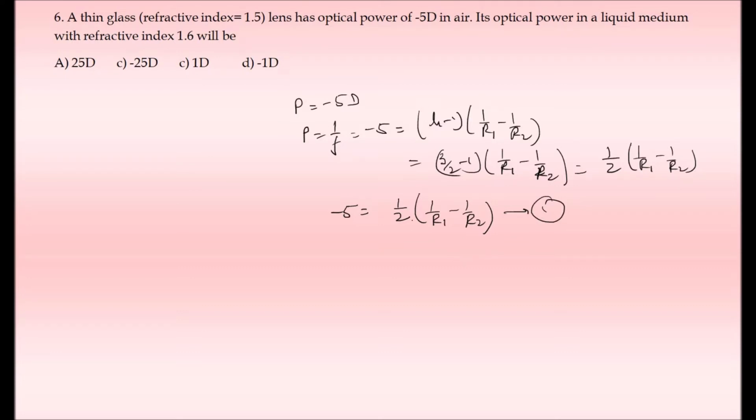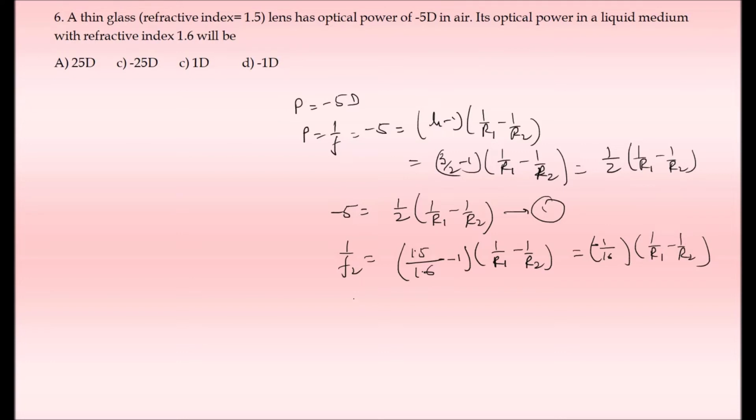The second equation is that if we consider the focal length of the lens in that medium is f2, then 1 by f2 is equal to (mu lens divided by mu medium, that is 1.5 divided by 1.6, minus 1) into (1 by R1 minus 1 by R2), that is equal to (15 by 16 minus 1), that is 1 by 16 with a minus sign, (1 by R1 minus 1 by R2).